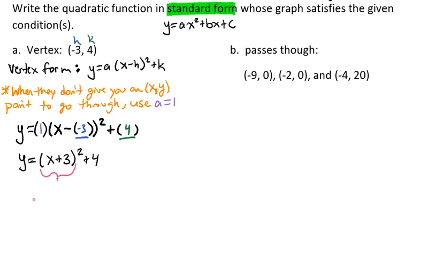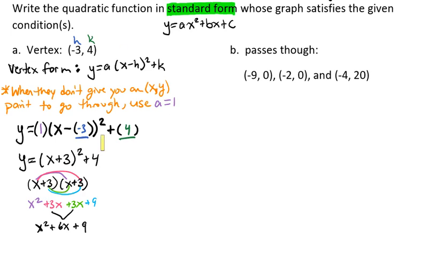So we're going to take this piece, and that's like saying x plus 3 times x plus 3. And so now we're going to FOIL that. So x times x is x squared. X times 3 is 3x. 3 times x is 3x. And 3 times 3 is 9. So if we combine our pieces here, that gives us a 6x. So we have x squared plus 6x plus 9.